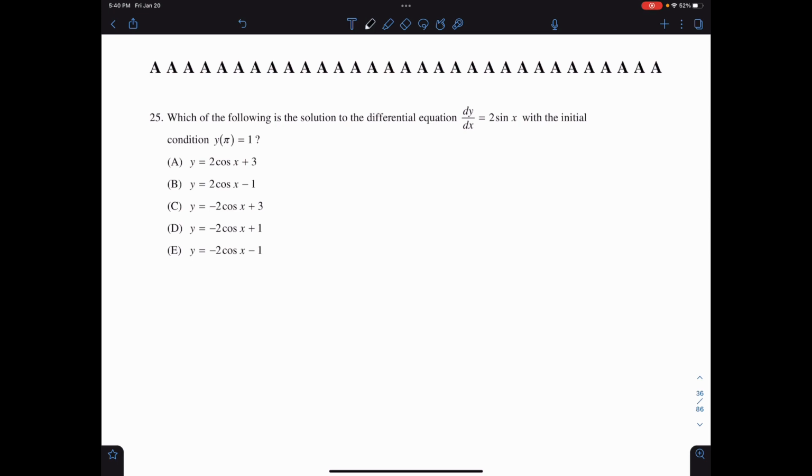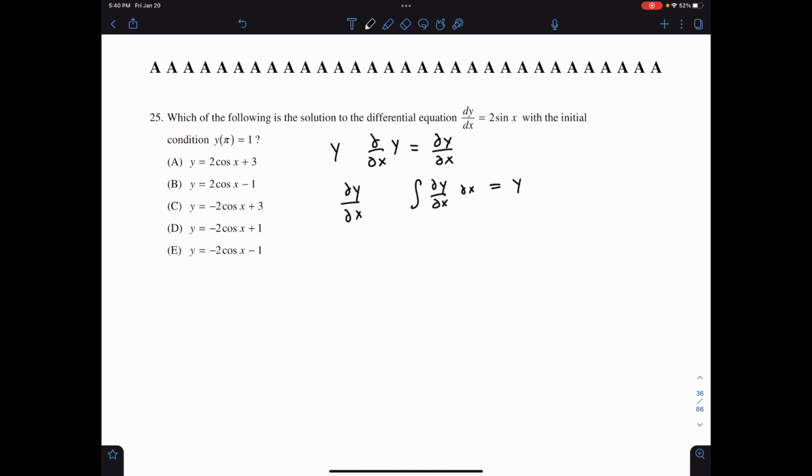The reason why is, if we have y, then d/dx of y is dy/dx. But when we're given dy/dx, to get y, we need to solve for the integral of dy/dx dx, and that gives us y.